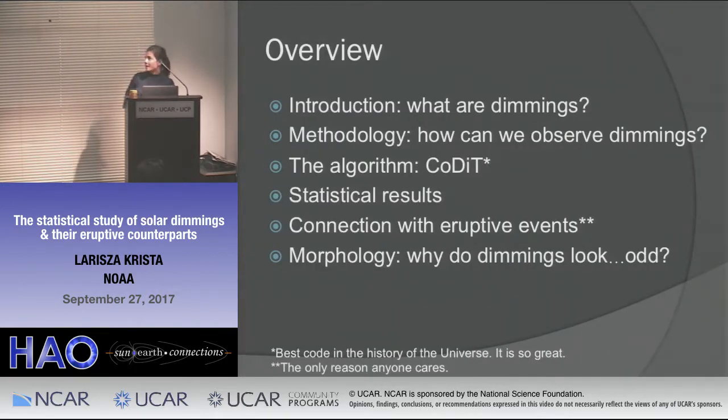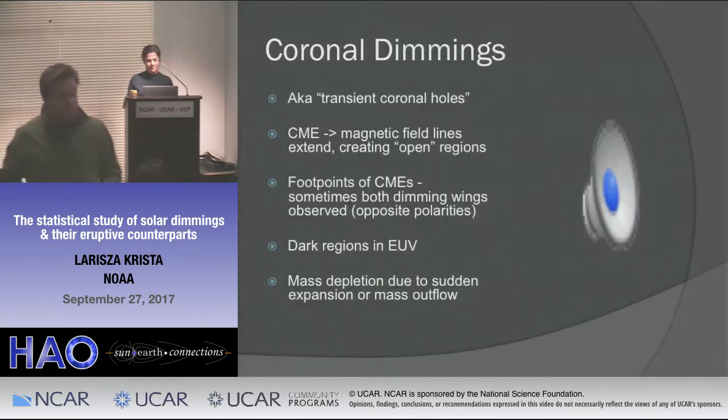So just a quick overview. I will first introduce dimmings just in case we have anyone here who needs a little brush up on what dimmings are and how we used to observe them and how we can observe them in a different way. And then I will talk about the algorithm that I developed to identify dimmings, statistical results, and connection with eruptive events. And finally, the morphology, to sort of share ideas and thoughts about why dimmings look the way they look and why they are so odd.